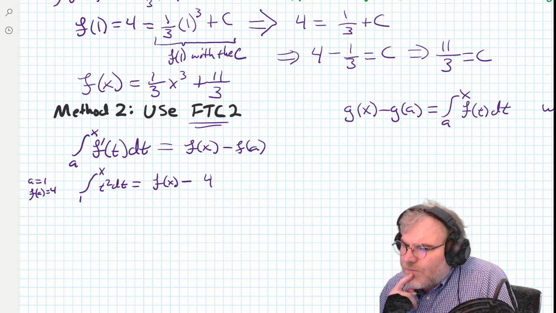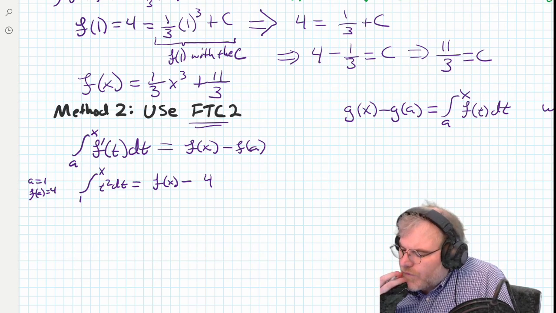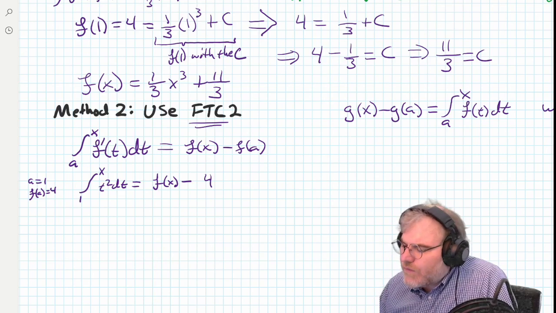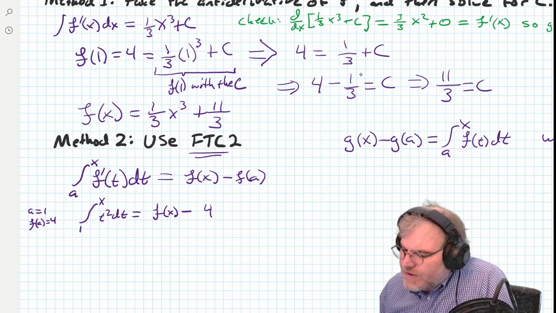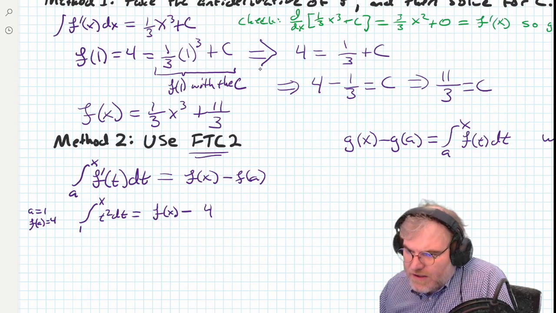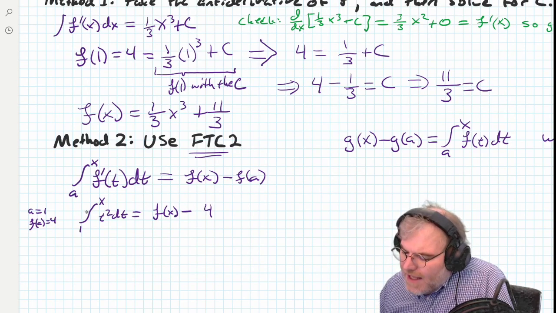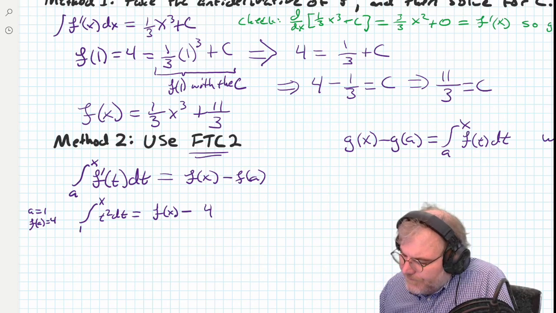And as I said before, this is not the most efficient. If you're doing this for the test, it's usually faster to do FTC1. But if you're doing these in real life, you're going to want to use this method, not FTC1. It's generally easier to use the antiderivative method and solve for the C. But in real life, you don't want to do that.